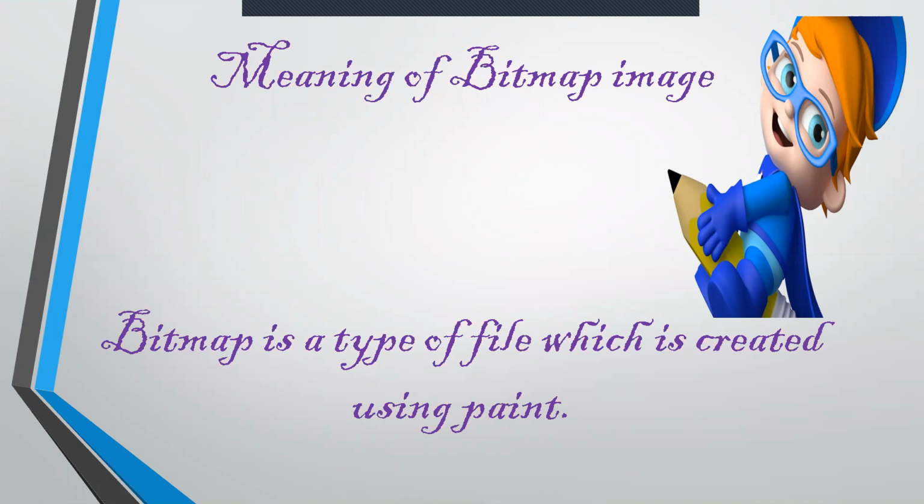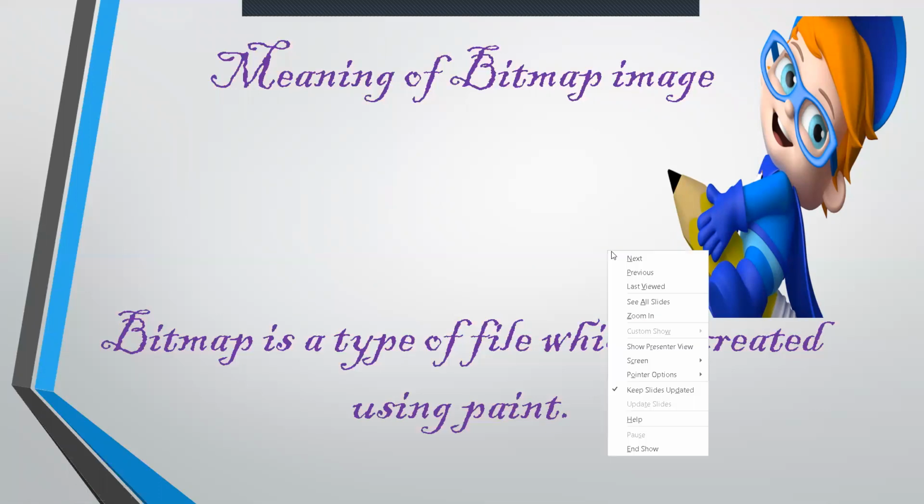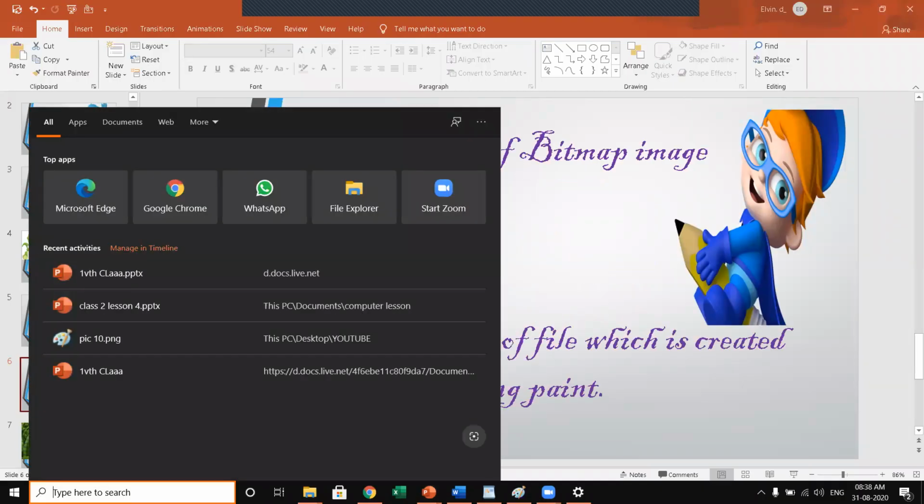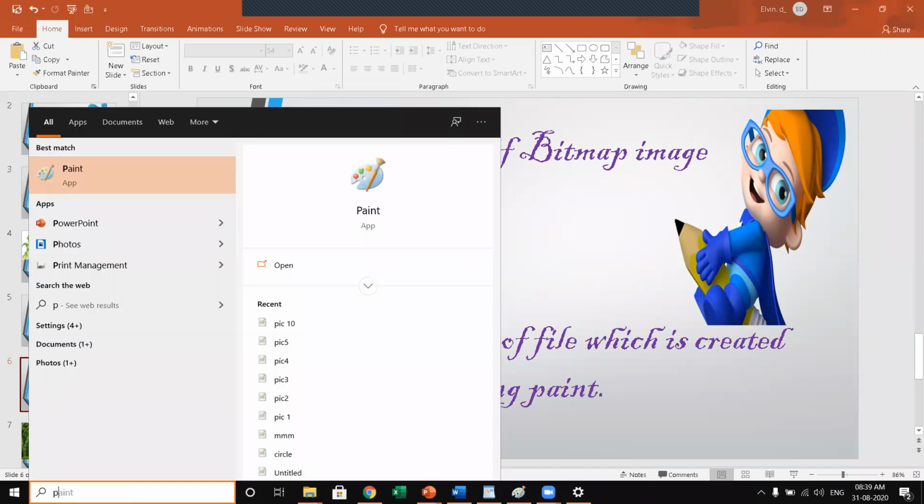What is the meaning of bitmap images? Bitmap is a type of file which is created using Paint. So whatever drawings you are drawing using Paint are called bitmap files. So now we'll be drawing. I'll start Paint here. I'm going to search and write here Paint. I just wrote P here. Can you observe? Paint is visible.